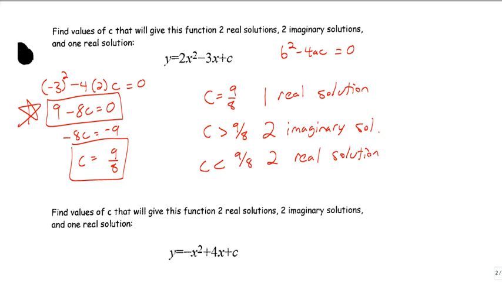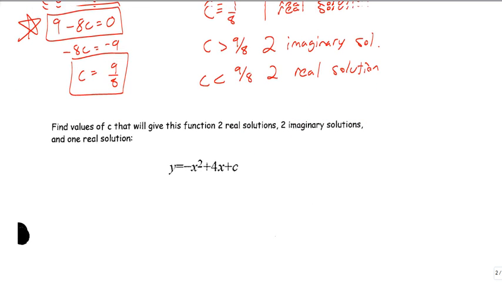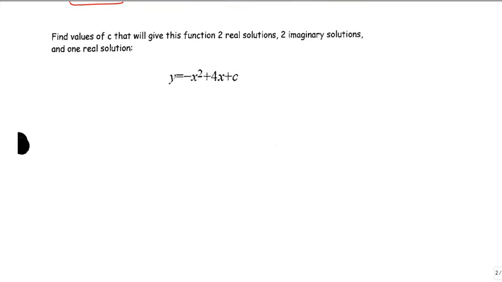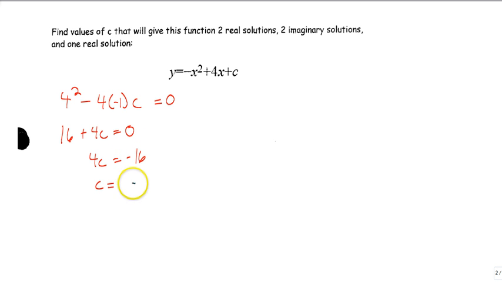Okay? So I want you guys to try, if you pause, try to figure out what that middle c value is to give you the 0, and then try to figure out which way c should go. Okay, so take a moment to do that. I'm going to set up my discriminant. 4 squared minus 4 times -1 times c equals 0. Always set it equal to 0 first. That gives you your one real solution. 16 plus 4c equals 0. 4c equals negative 16. c is equal to negative 4.